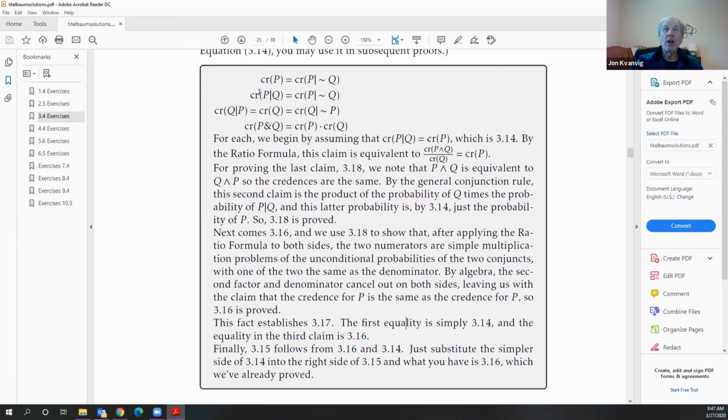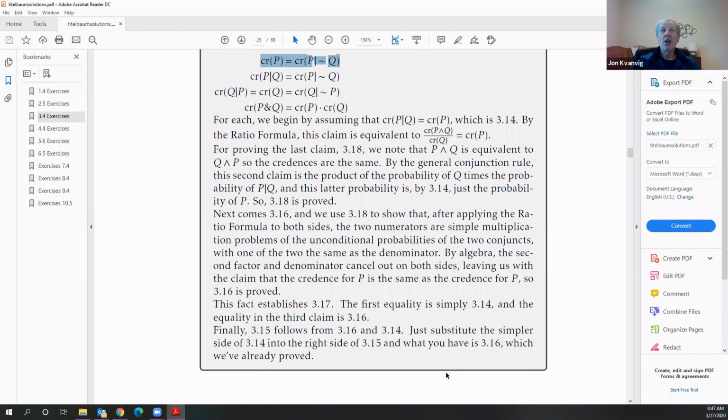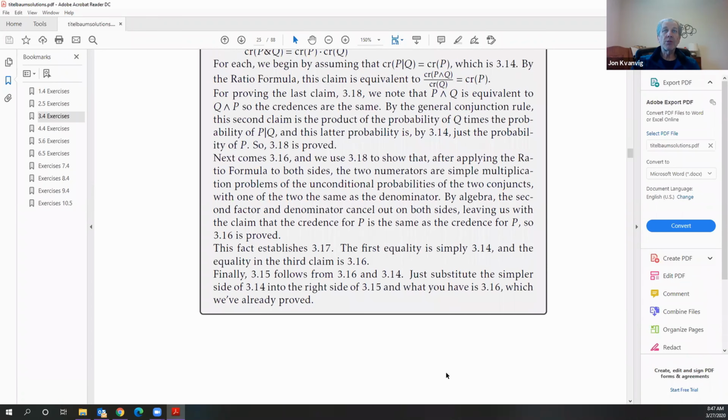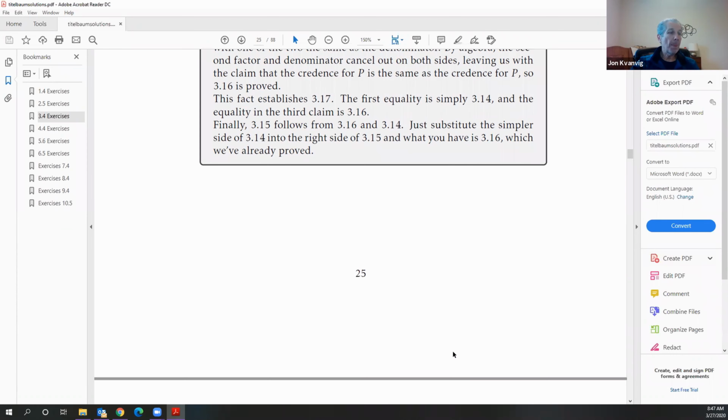Finally, 3.15 follows from 3.16 and 3.14. Just substitute the simpler side of 3.14 into the right side of 3.15, and what you have is 3.16, which is something we've already proved. Okay, so relatively easy to prove all of the logically equivalent versions of probabilistic independence.